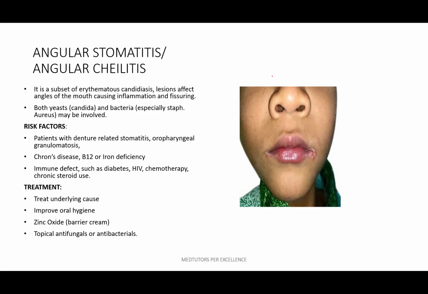What are the risks in patients presenting with angular stomatitis? Patients with denture-related stomatitis, poor oral hygiene. Okay, poor oral hygiene can be associated with that. Crohn's disease, vitamin B12 or iron deficiency, immune defects such as diabetes mellitus, HIV, patients on chemotherapy, patients that use drugs, steroids, can have that.